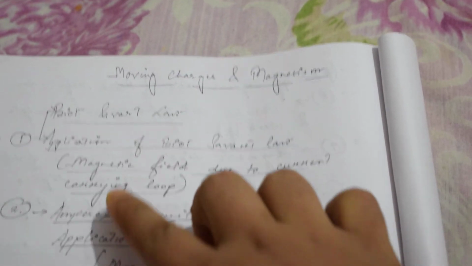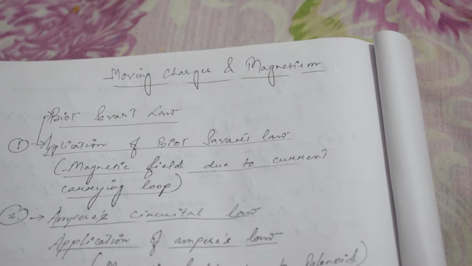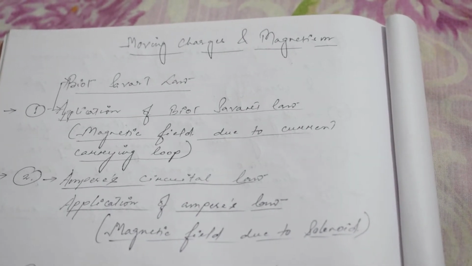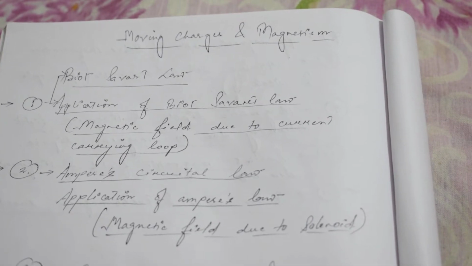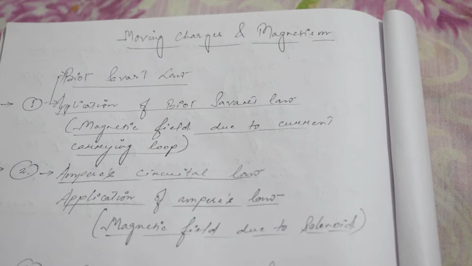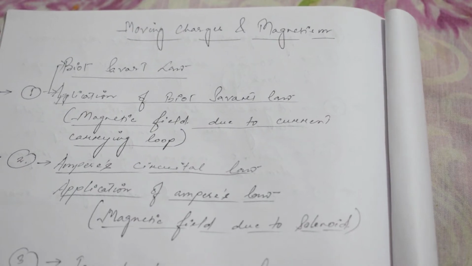The next topic which is important is Ampere's circuital law. Ampere's circuital law, its definition along with the mathematical expression. So likewise as Biot-Savart's law, in Ampere's circuital law also you'll have to study its application. It includes the magnetic field due to a solenoid.